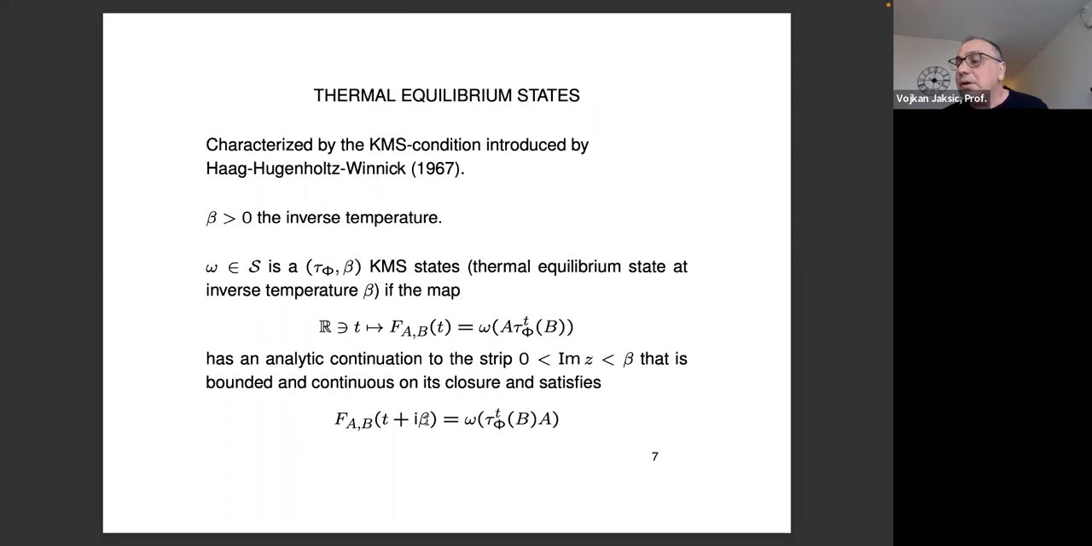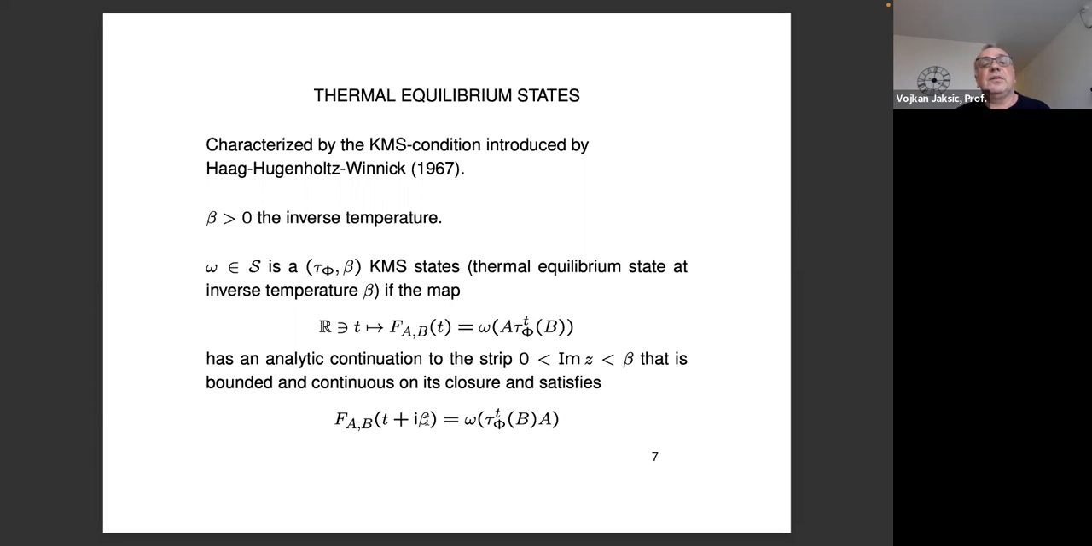Now, if one would like to talk about equilibrium, before discussing maybe approach to equilibrium, one first needs to specify what one means by equilibrium. And for us, equilibrium will always be thermal equilibrium, characterized by the KMS condition of Haag, Hugenholtz, and Winnink, going back to 1967, a foundational work in statistical mechanics.